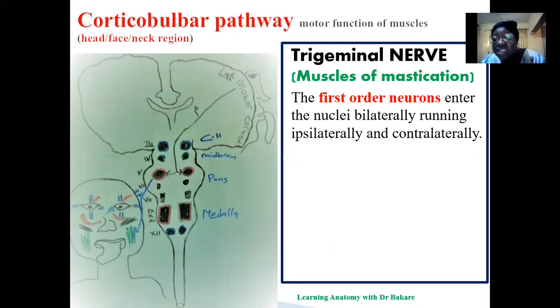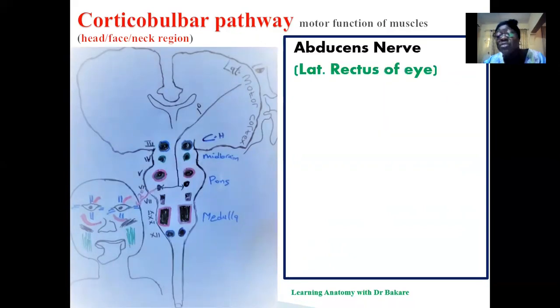The muscle that we are innervating in this image is the masseter. Masseter is one of the muscles of mastication. So it innervates it and it controls its action. Then the next one, abducens nerve.